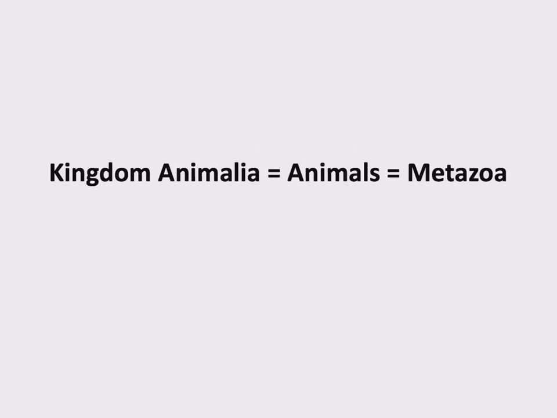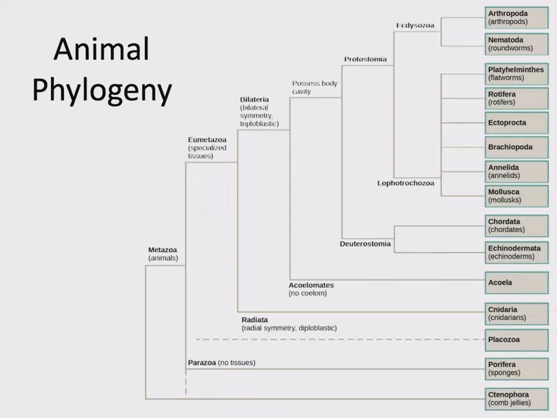So first off, let me just clarify some terminology here. When we're talking about animals in general, we're talking about members of Kingdom Animalia. So members of Kingdom Animalia are animals. And another name for animals is metazoans. So metazoa, animals, Kingdom Animalia, that's all the same stuff. Okay, here is the phylogenetic tree for metazoans, for animals.